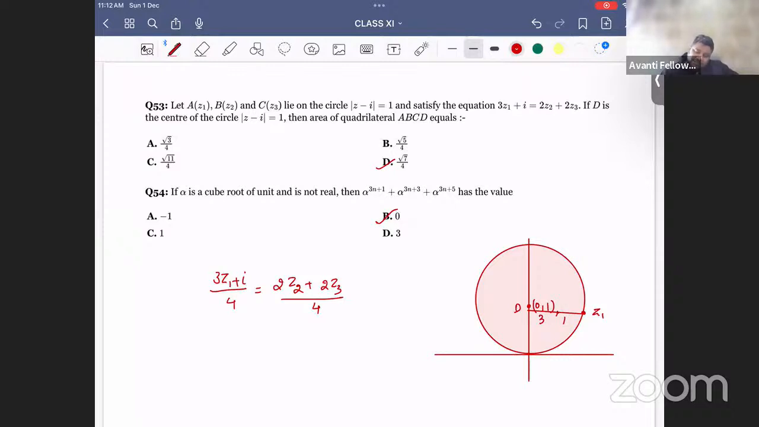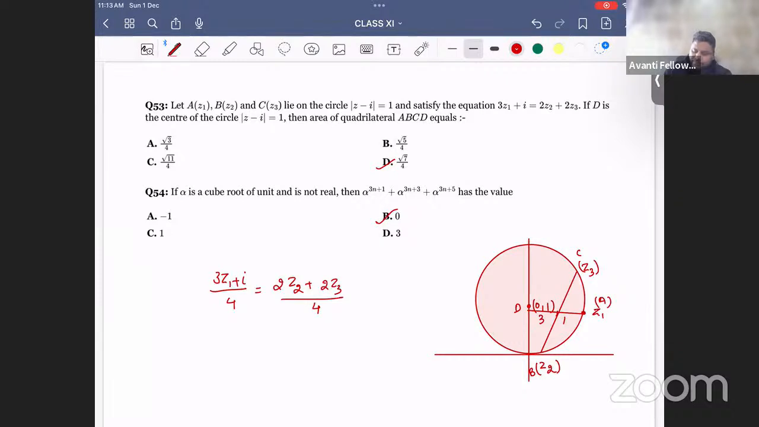And then there is z2 and z3 and its midpoint is also the same like this. So this can be your z2, this can be your z3. Got it? Now, this is B, this is C, and this is A. So they are asking for the area of quadrilateral ABCD. They are not in their perfect order, but they are asking for this area.